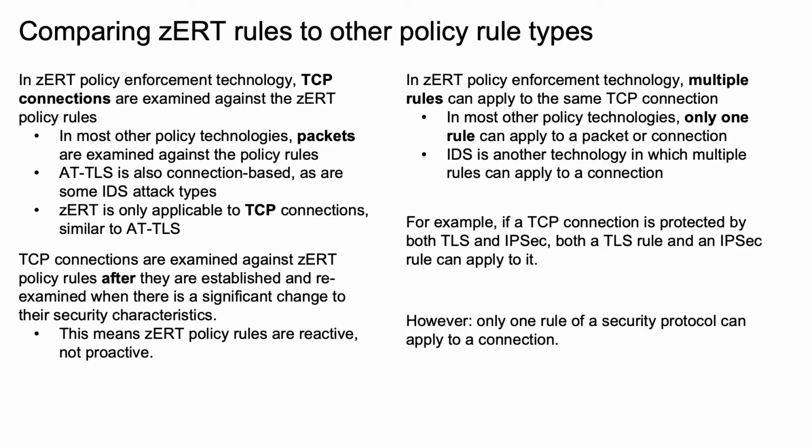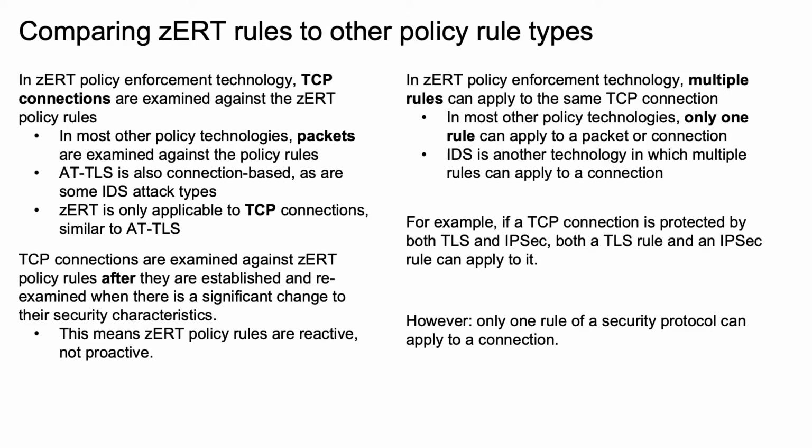Another key difference between ZERT and most other policy technologies is that multiple ZERT rules can apply to a connection. In most other policy technologies, a packet is examined against a single ordered list of rules, and the first rule that is found that matches the packet is used to determine how to handle that packet. In ZERT, a connection is examined against a list of rules for each security protocol that is active on that connection. The first rule that matches the connection in each applicable security protocol is used.